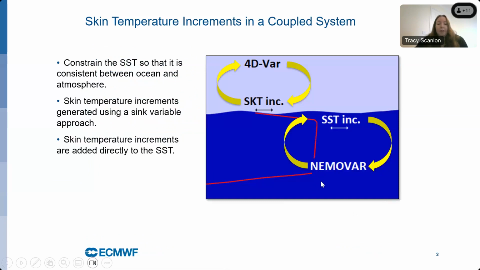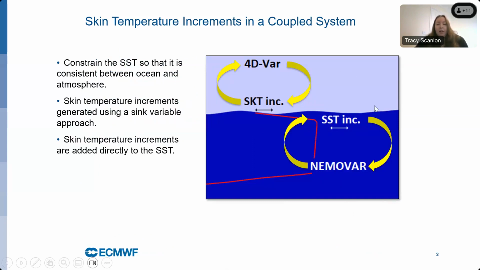So what do we really mean by this? Interface observations are observations that are sensitive to more than one parameter in the Earth system model. So in the case that we're talking about here, we're really talking about skin temperature increments, or skin temperature and its relation to the sea surface temperature.